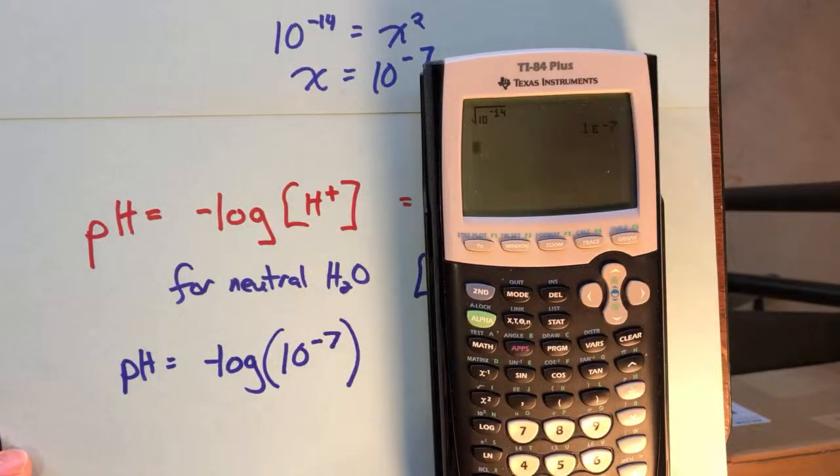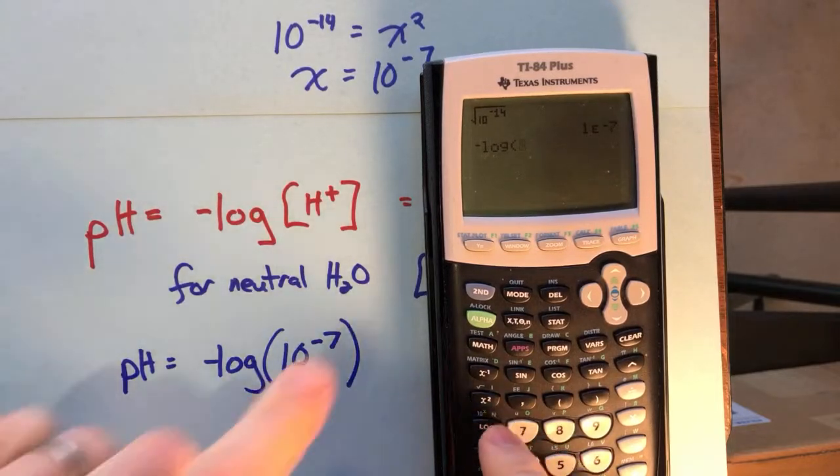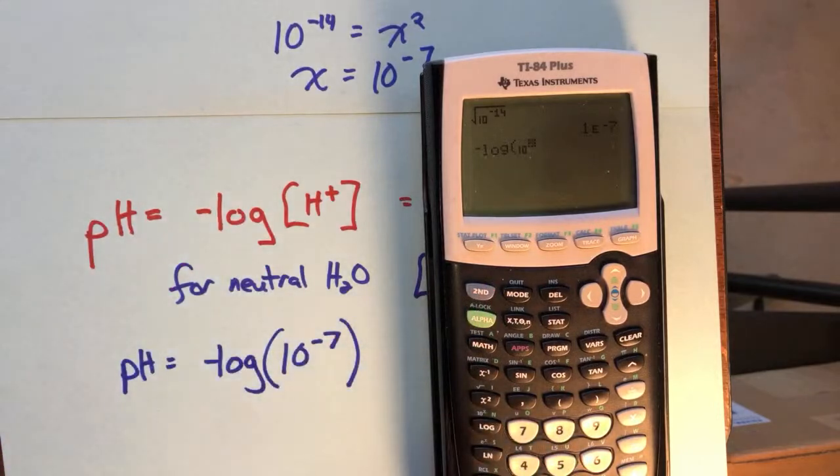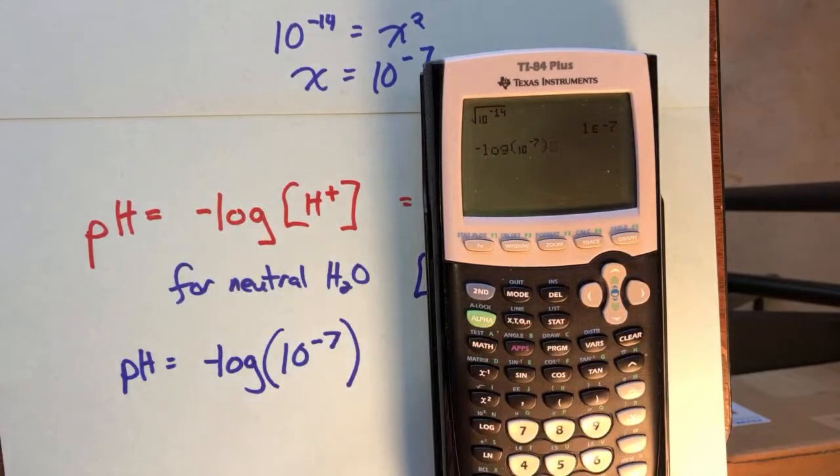So the pH is negative log of what? 10 to the negative 7. And pH equals 7.